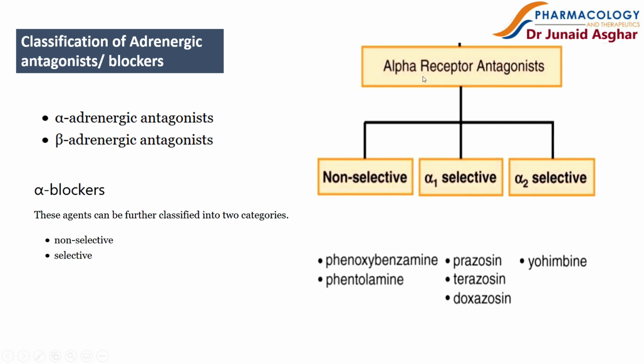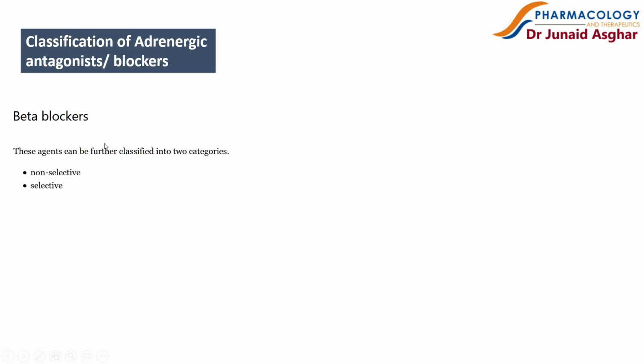So let's classify them. Alpha receptor antagonists, or alpha receptor blockers, are subdivided into non-selective, alpha-1 selective, and alpha-2 selective. The non-selective ones basically block both alpha-1 and alpha-2. The alpha-1 selective ones only block alpha-1, and the alpha-2 selective ones will only block alpha-2 receptors. The non-selective drugs include phenoxybenzamine and phentolamine, and the alpha-1 selective drugs include prazosin, terazosin, and doxazosin, whereas the alpha-2 selective drug is yohimbine.